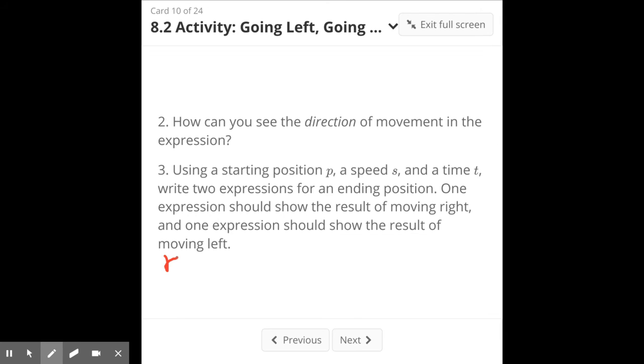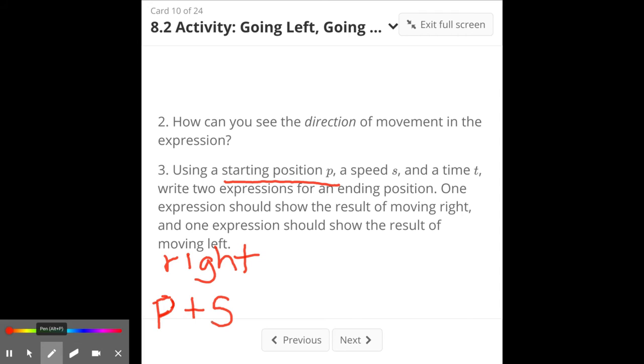If you're moving to the right, we're going to be positive. So we're going to put in a P, and that P represents your starting position right there. Okay. So we're going to add, because we're moving to the right, we're going to add the speed.